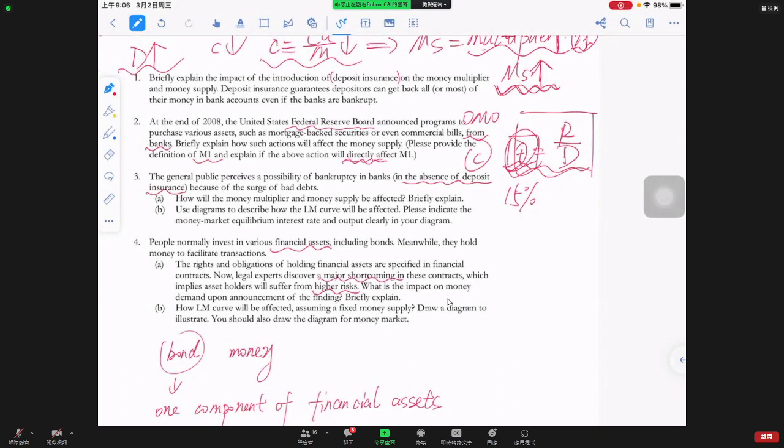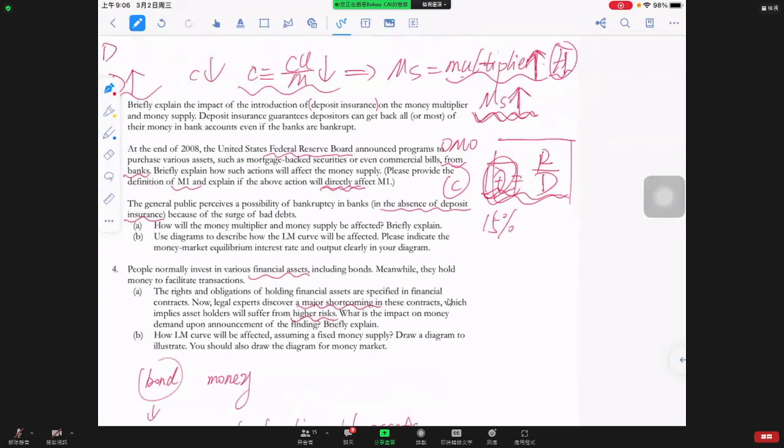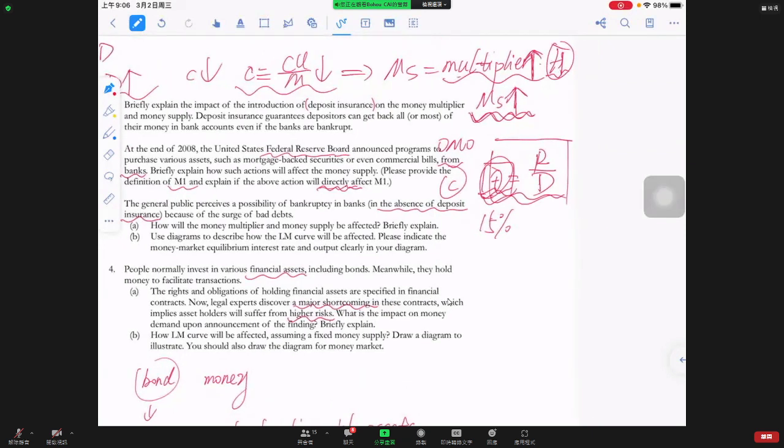Okay. So yes, I made a mistake. With a decrease in C, there should be an increase in money supply. In the multiplier, I wrote a decrease. Sorry.